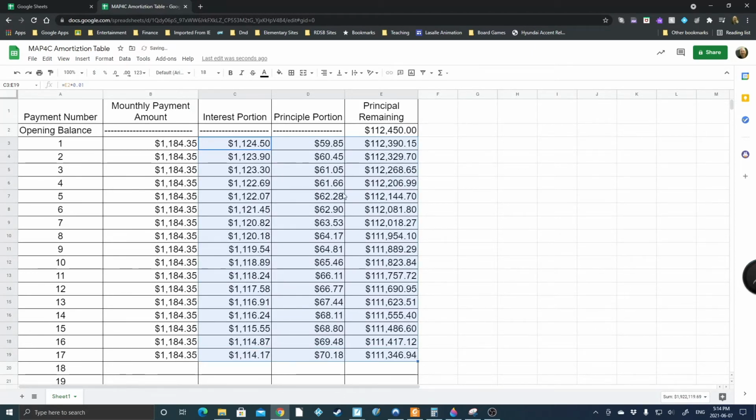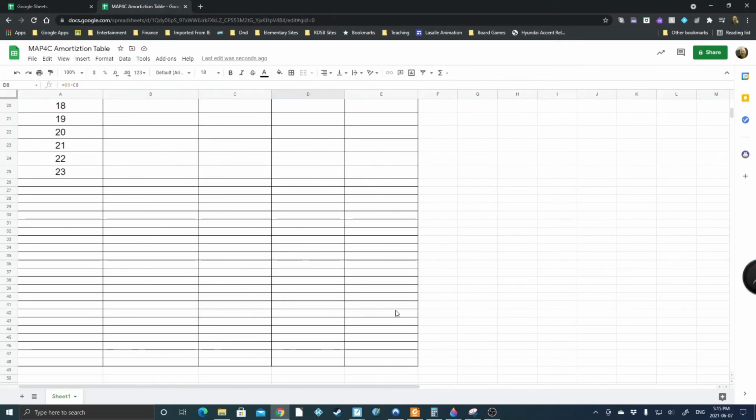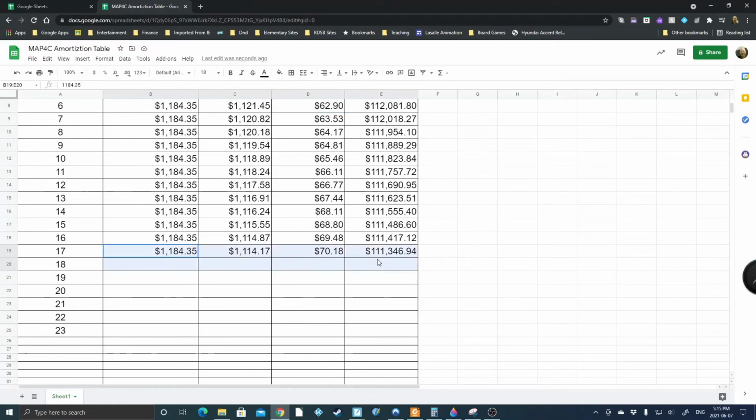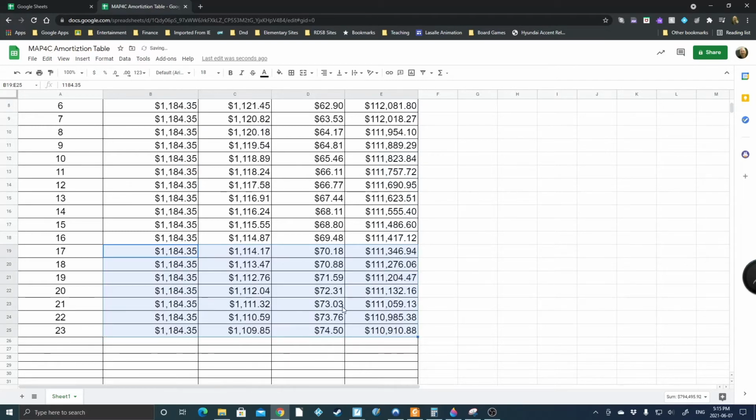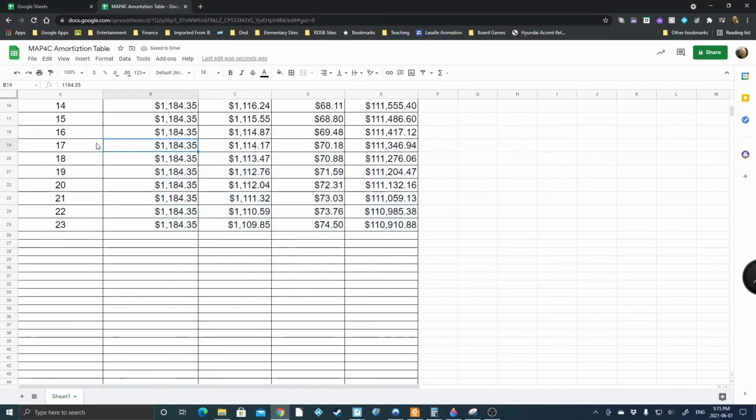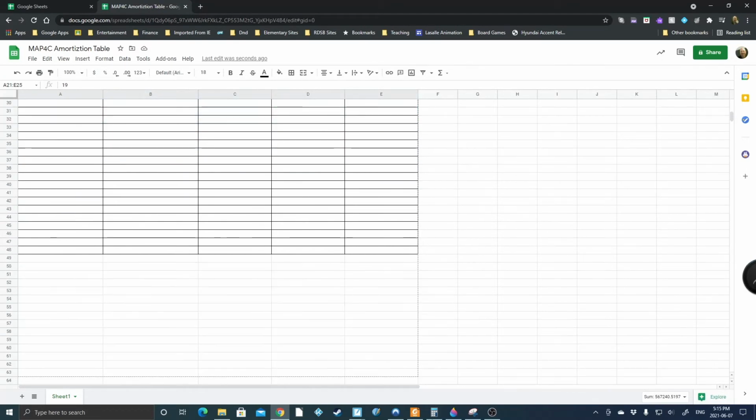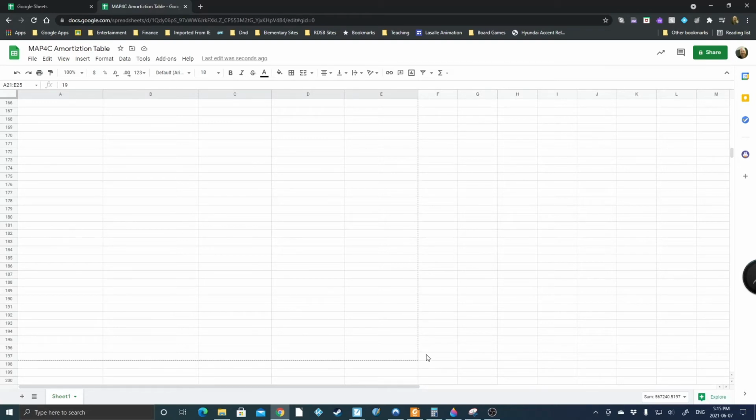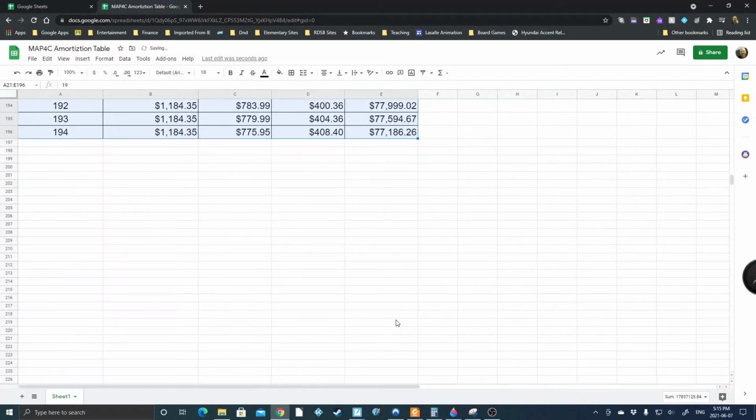And what you can see is as time goes by, the amount that you're paying on the interest goes down a little bit, and the amount you're paying on the principal goes up a little bit, so that eventually you're going to pay off your principal. Now, let's see how far we have to go here before we actually pay off the house. So I'm going to grab the last few rows here, and I'm just going to start to drag down. So we'll stop there and see where we're at.